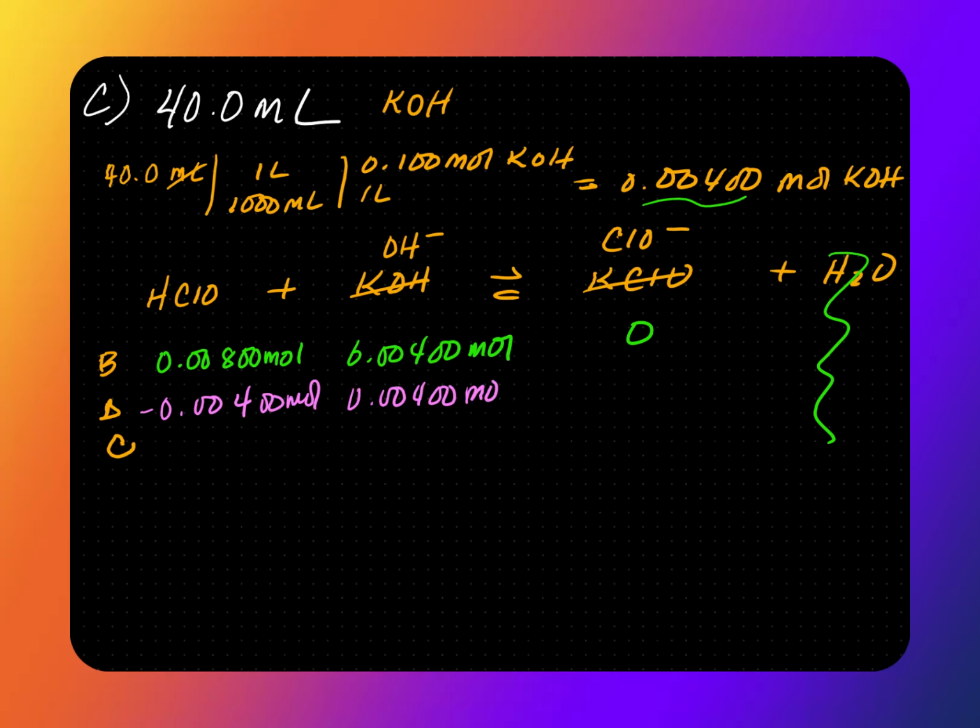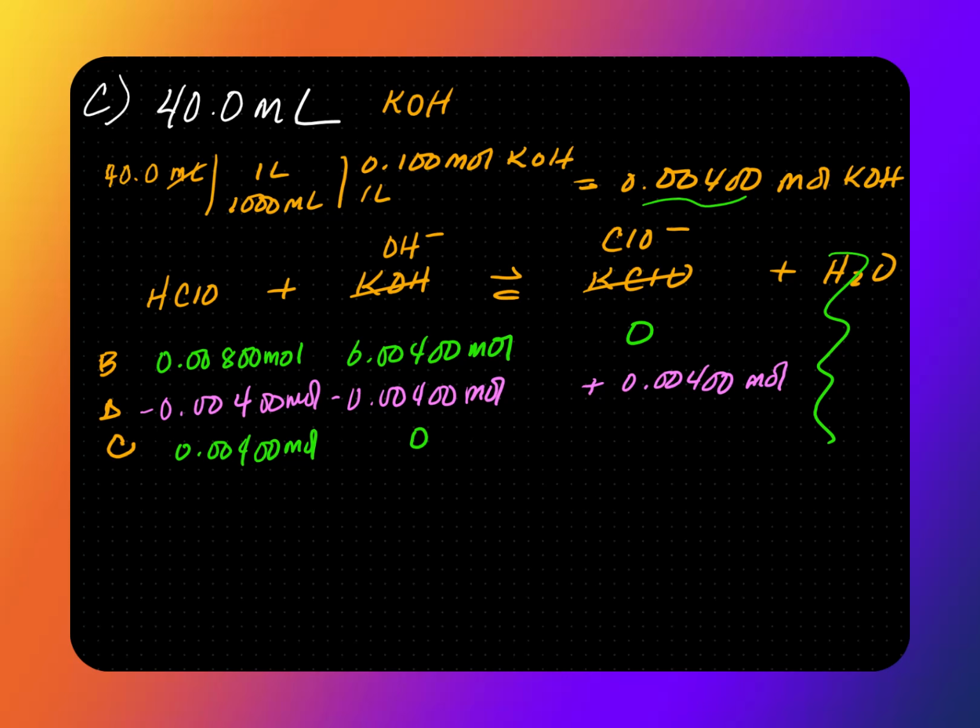So in this problem, when I added 40 milliliters of KOH, there were 0.004 moles of KOH in the solution, which neutralized 0.004 moles of the weak acid. And on the product side, I'm going to add. Then for the after, we have to add B and change. So this is 0.004. My OH minus is 0.